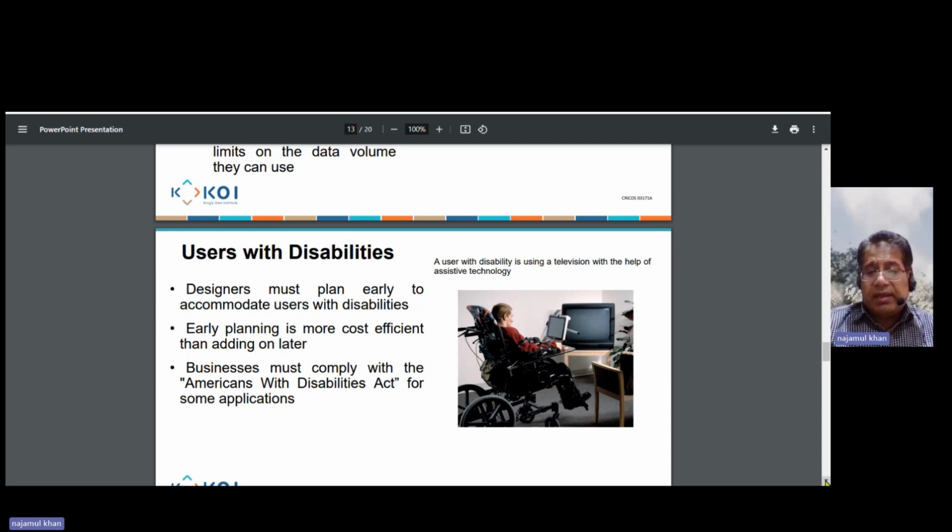Then again, it's not just a television, but might be anything. Now all over the world, disability acts are being enacted, and companies are being asked to comply with those acts. So that's something which is also happening all over the world.